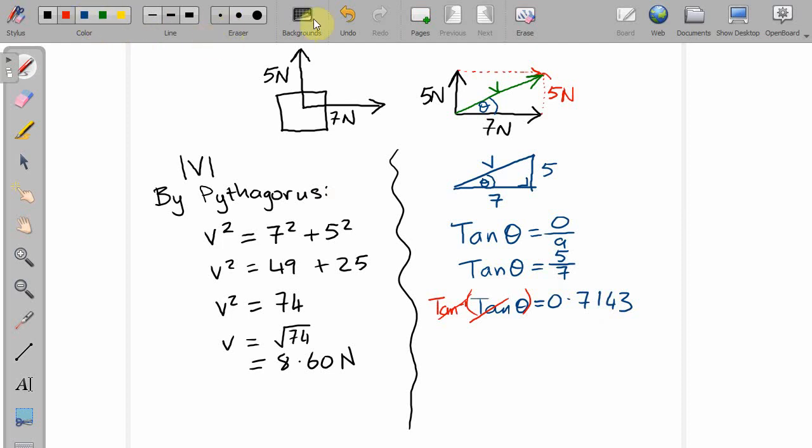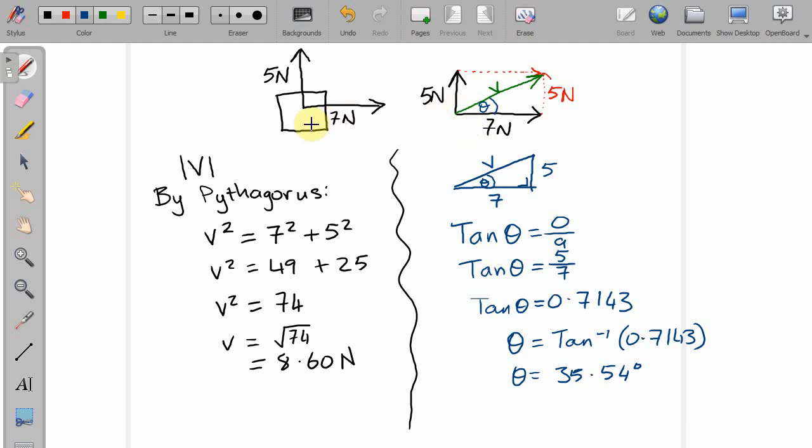Okay, so let's get those bits out of my way. So let's do this so that we just get theta is equal to the tan inverse of 0.7143. So we do the tan inverse of that on a calculator. And you should know how to do this from maths class, I hope. And for that I get theta is equal to 35.54 degrees.